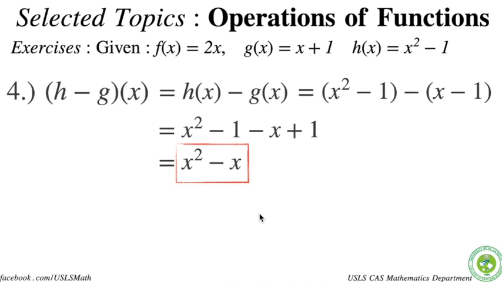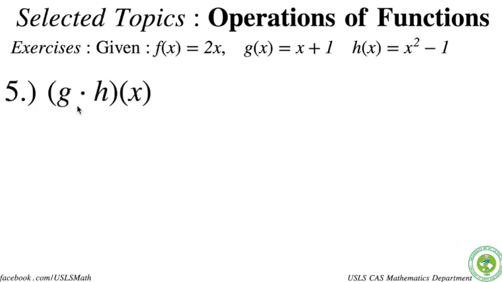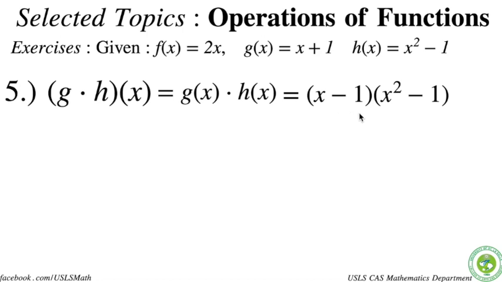Okay, number 5 now. So number 5 is g times h of x. So again, g of x written here, that's x plus 1 substituted here. H of x is x squared minus 1 substituted here. So what we'll have is this one. Okay, so we're now multiplying two terms here. To be exact, we're multiplying binomials, a binomial to a binomial.